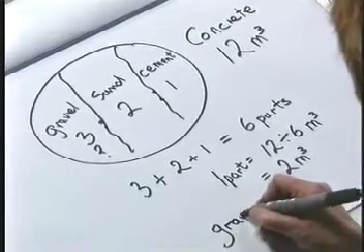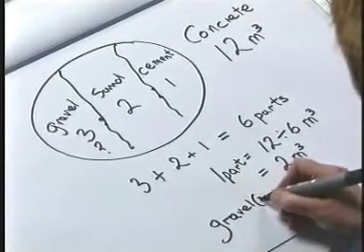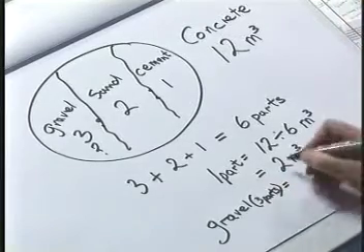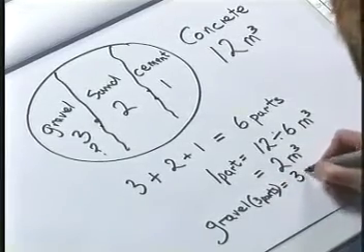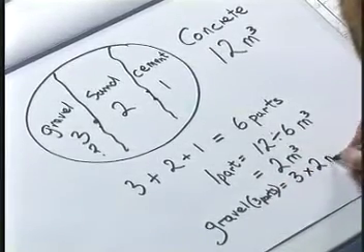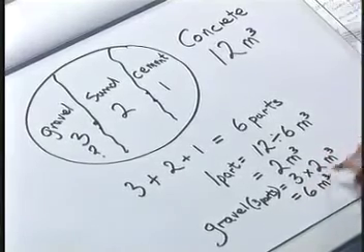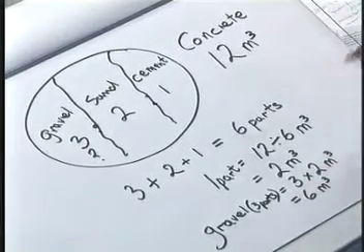Now we want to work out how much gravel is needed. Gravel is represented by 3 parts. So gravel, the amount that we want, equals 3 times 2 cubic metres, which is 6 cubic metres. And that's our answer. But it's always good to check.